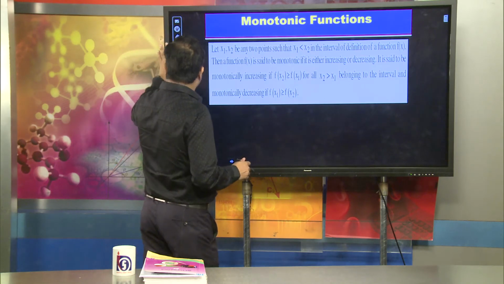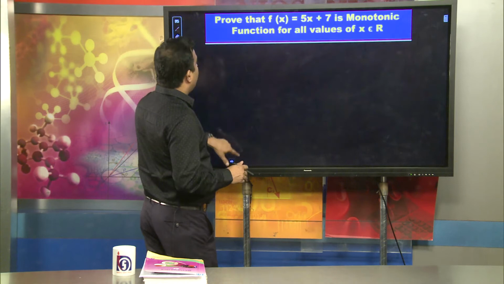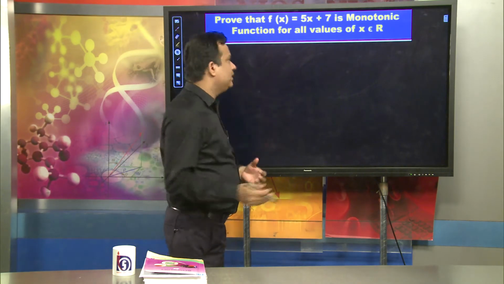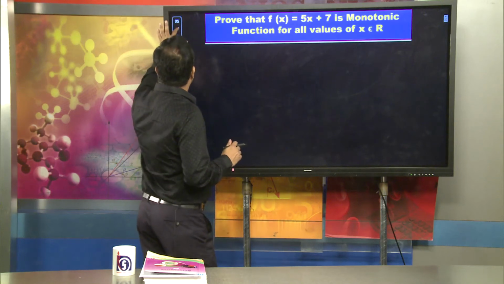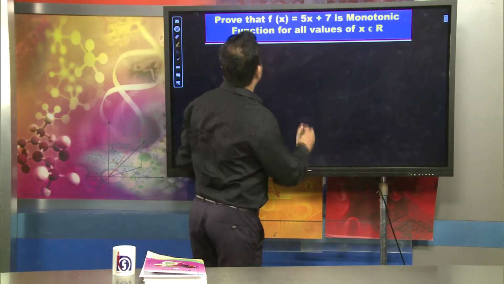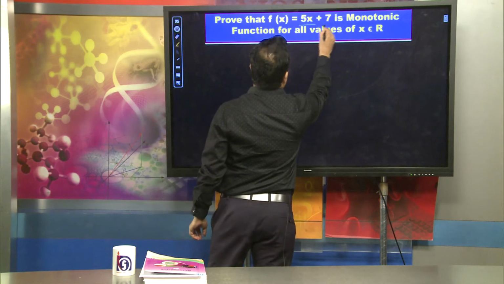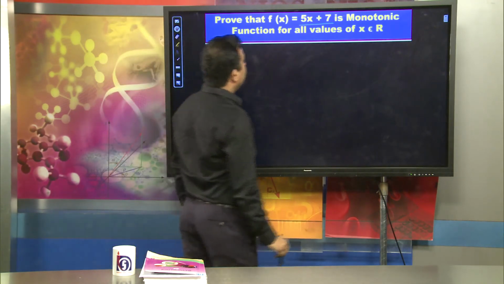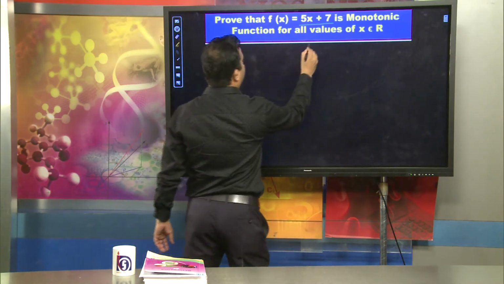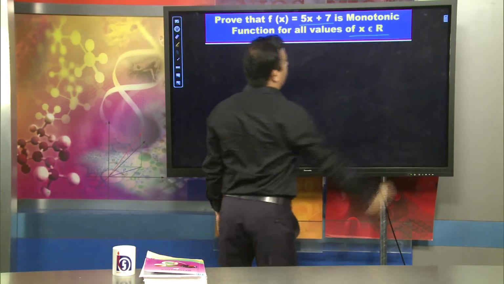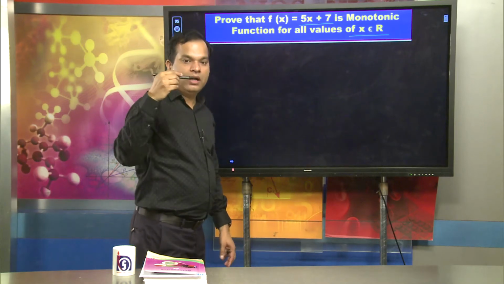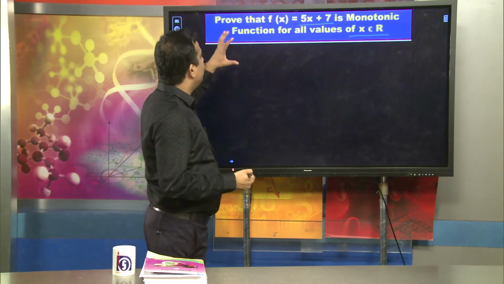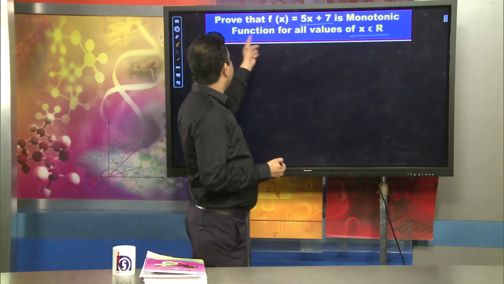Let us see one example of monotonically increasing or decreasing functions. Prove that the function 5x plus 7 is a monotonic function for all values x element of R, that means all values are real numbers. So, we are going to prove that the function 5x plus 7 is a monotonic function.